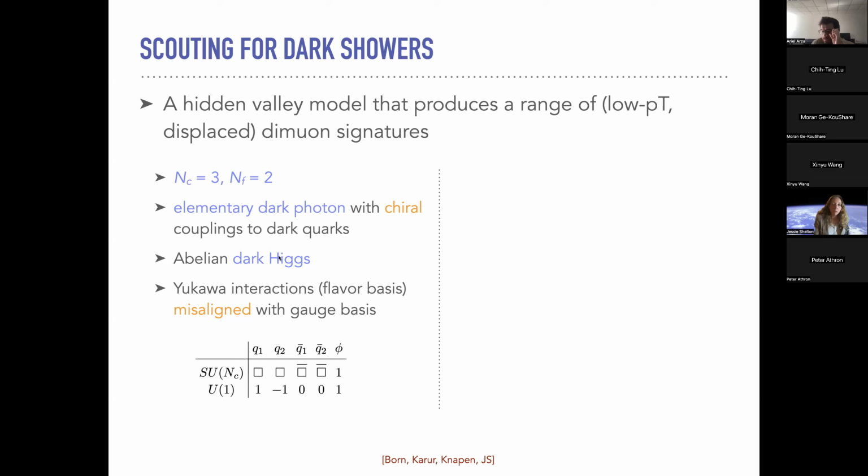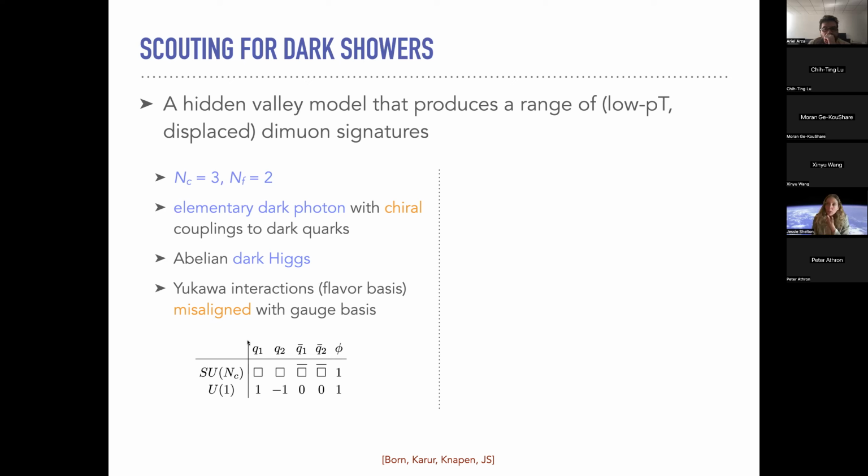Along with this dark photon, we include an abelian dark Higgs boson. And the reason we want chiral couplings of the dark photons to the dark quarks is so that when we write down the Yukawa interactions that will ultimately give these dark quarks their mass, it is now misaligned with the gauge basis for the confining gauge group. So you can think about this as a stripped down realization of SU2 left in the standard model. SU2 left, of course, has chiral couplings to the standard model quarks. And partly because of that, you enable meson decays where one meson species can decay to another by emitting a, in the standard model, off-shell W boson.